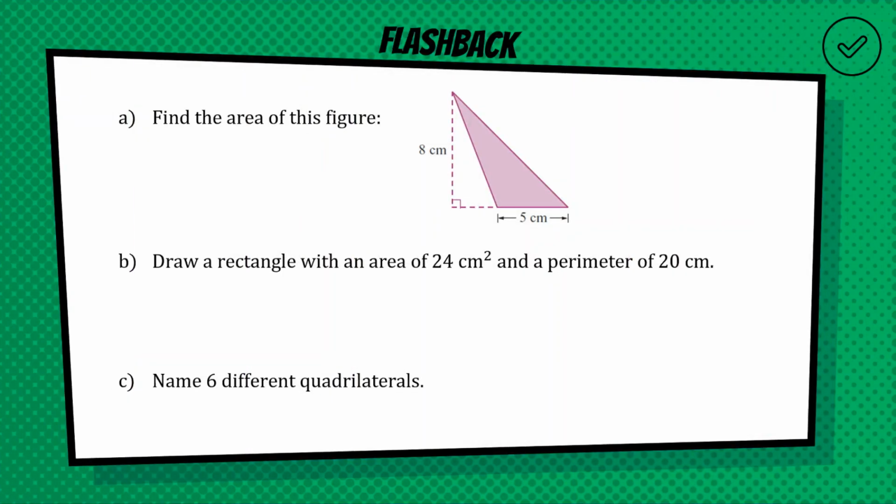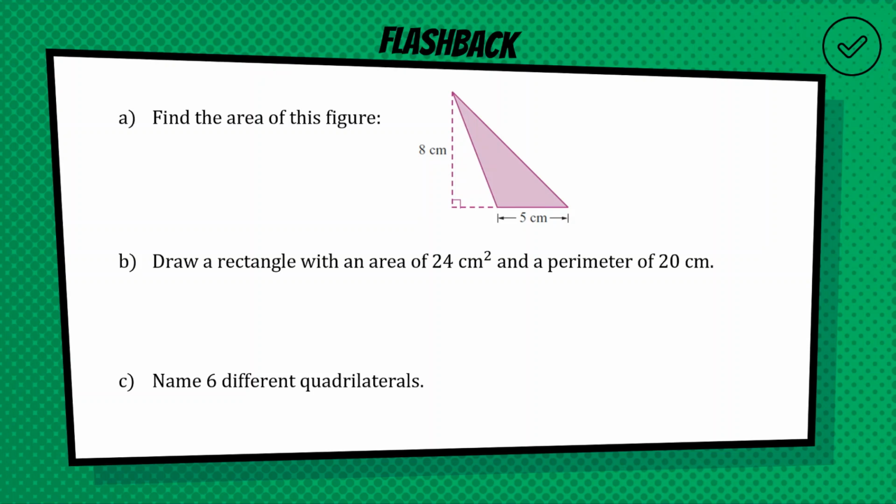Okay, here are some flashback questions to warm us up from what we're looking at in the last couple of lessons. For the first question, I want you to find the area of this triangle. Part B, I want to see if you can draw a rectangle that's got an area of 24 and a perimeter of 20. Okay, so there should be one rectangle that fits with both of those.